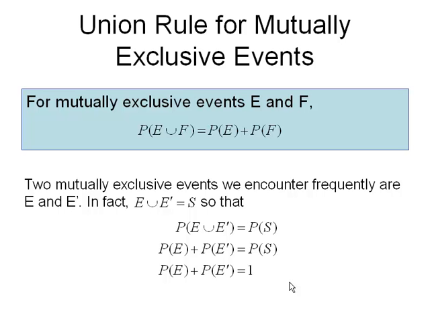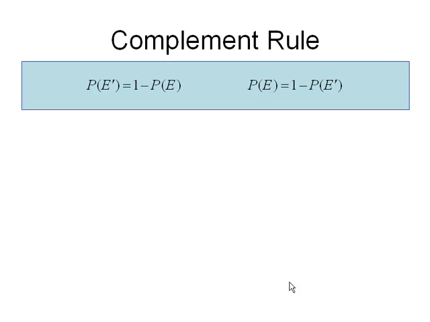So we can either solve that equation for probability of E or the probability of the complement of E, and that gives us the complement rules. So the probability of the complement of E is equal to 1 minus the probability of E, or the probability of E is equal to 1 minus the probability of the complement of E. Either way, it's basically the same rule.